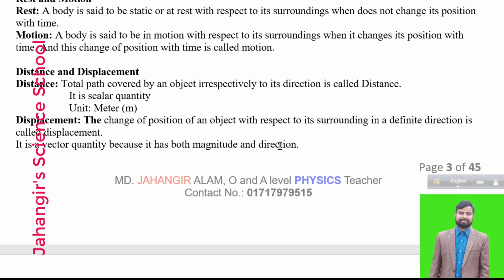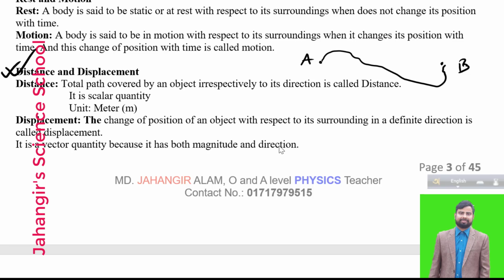Now the basic part of this chapter: distance and displacement. Distance is the total path covered by an object irrespective of its direction. That means without considering direction, from A to B we can follow any path. So if we do not consider the direction, it is called distance. It is a scalar quantity because it has no direction.